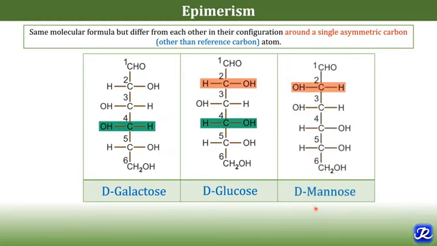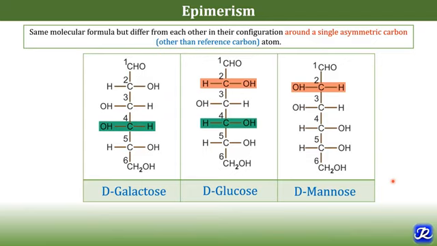Now this is the structure of D-mannose, and the structures of D-glucose and D-mannose are the same except for one difference, which is at carbon number 2. In D-glucose, the hydroxyl group at carbon number 2 is present on the right side, while in D-mannose, it is present on the left side. So the only difference is the orientation of the hydroxyl group at carbon number 2, which is the asymmetric carbon other than the reference carbon, and that's why D-mannose is the 2nd epimer of glucose.